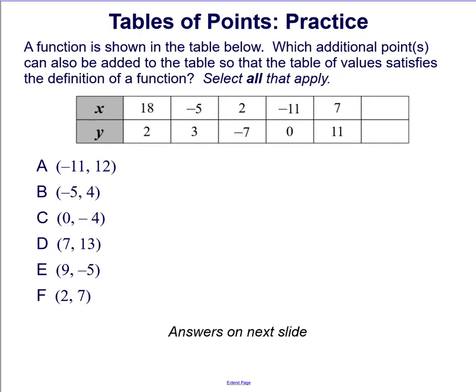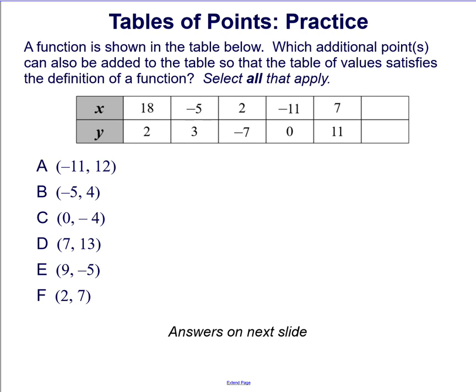Tables of points practice. A function is shown in the table below. Which additional point or points can also be added to the table so that the table of values satisfy the definition of a function? Select all that apply. So you'll notice there are empty spots here at this table. You're going to go through this list of options from A to F and decide which point or points can be added into these blank spots while still maintaining that this table remains a function. Pause the video, make your selections, and when you have, resume watching the video to compare your answers with what you see on the screen.